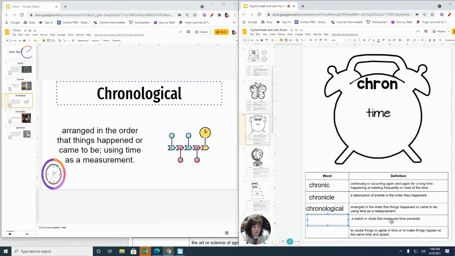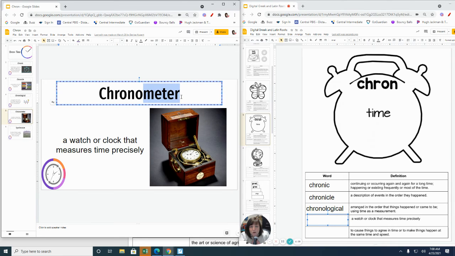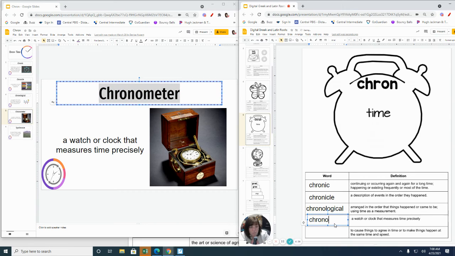A watch or a clock that measures time precisely. That's going to be a chronometer. Now, a meter is something that measures, and a chrono is time. So when you talk about a watch or a clock, that is a type of chronometer because it measures the time. But back in the old days, how they measured time was different. Some of them used candles, some of them used water clocks, and we can say that those are chronometers also.